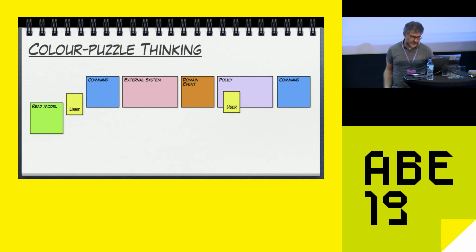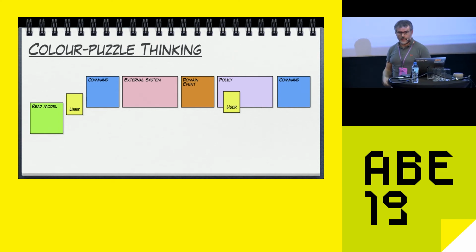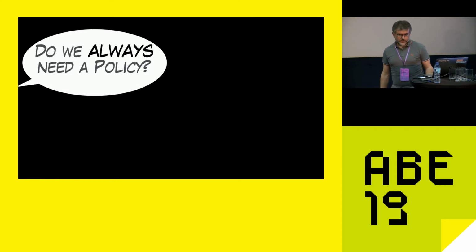You need to think something simpler, like after the blue, there's going to be a pink. After the pink, there's going to be an orange. After the orange, there's got to be a lilac. It's just like you need to be 4 years old as a thinker to solve that, not an experienced software developer. And then I get questions like this. Do we always need a policy?